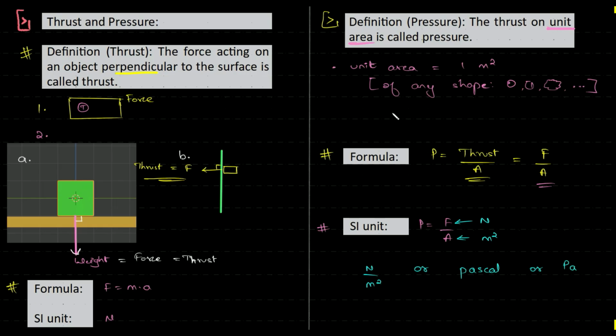Okay, we'll understand about pressure in the next video a lot more. For now, you guys need to understand that thrust is a kind of force wherein the force has to be perpendicular to the surface. And so the SI unit will be Newton and the formula will be mass into acceleration itself. Okay guys. Next, pressure is nothing but thrust on a unit area. So the formula will be force per unit area. So force by area by default will give you pressure, and the SI unit is Newton per meter square, or Pascal, where Pa stands for Pascal again.